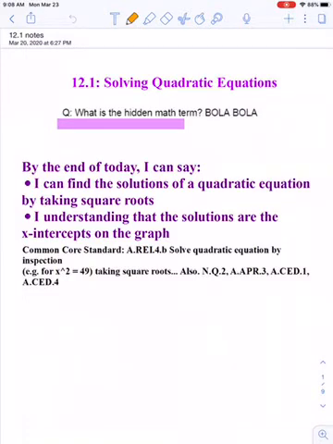So a little joke to start off your day, because I'm sure you've missed my jokes since we haven't been meeting in person. It says, what is the hidden math term? Bola. There's two of them, so it's a parabola. I'm sure you're just rolling around laughing right now. So hopefully you enjoyed that.